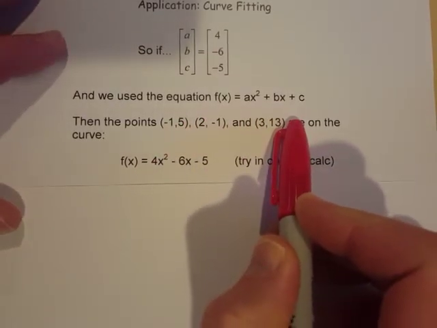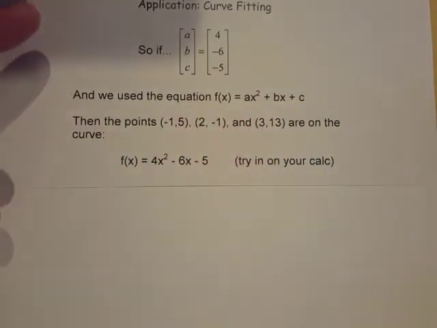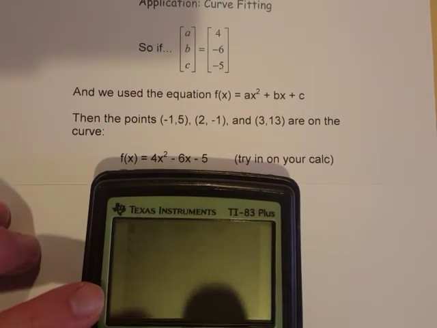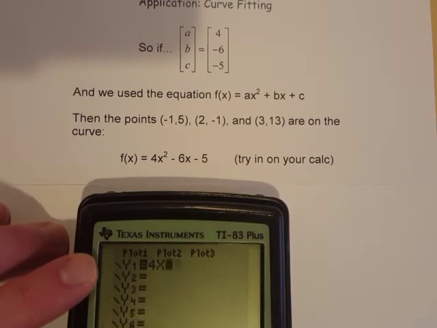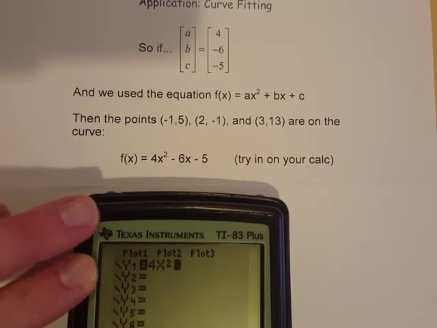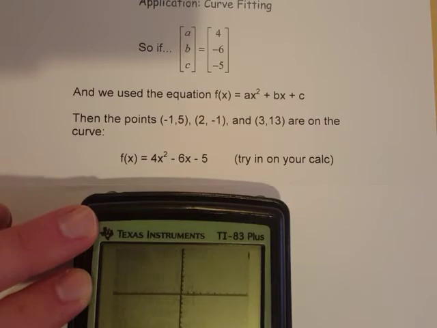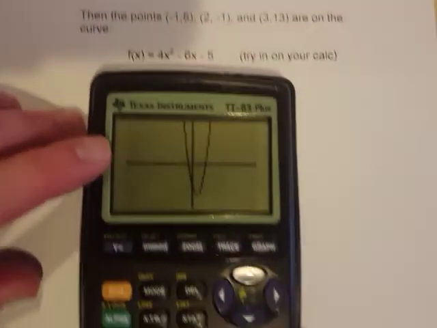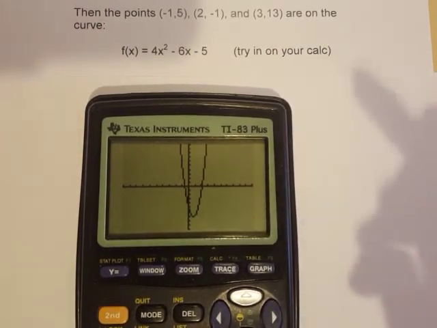Now, if you want to be sure about that, you can plug them in one by one, see if they work, or you can graph them. I'm going to take a second here and graph this equation. So we've got 4x squared minus 6x minus 5, and I'm going to use my standard window, I think. And so there is what my graph looks like. And I want to figure out, okay, are those points actually in there?